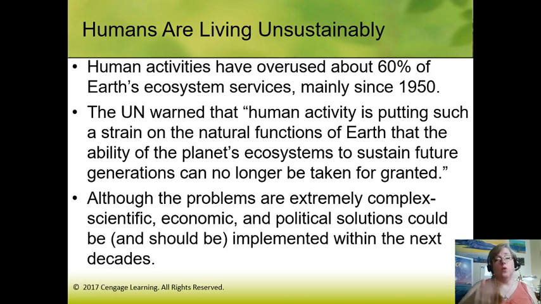The United Nations warned that human activity is putting such a strain on the natural functions of the earth that the ability of the ecosystems to sustain the future generations is no longer taken for granted. There is no proof that our children and our grandchildren and great-grandchildren, there is nothing promised. We do not know for sure if they're going to make it.